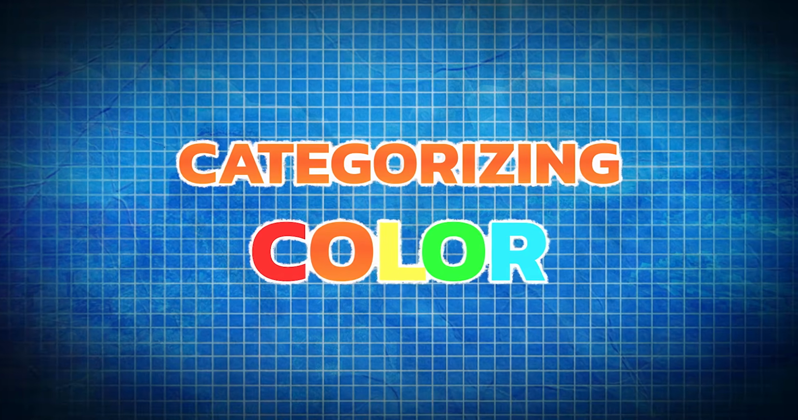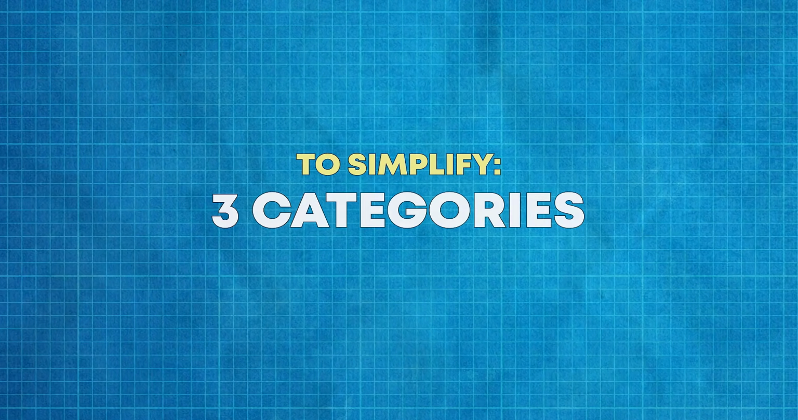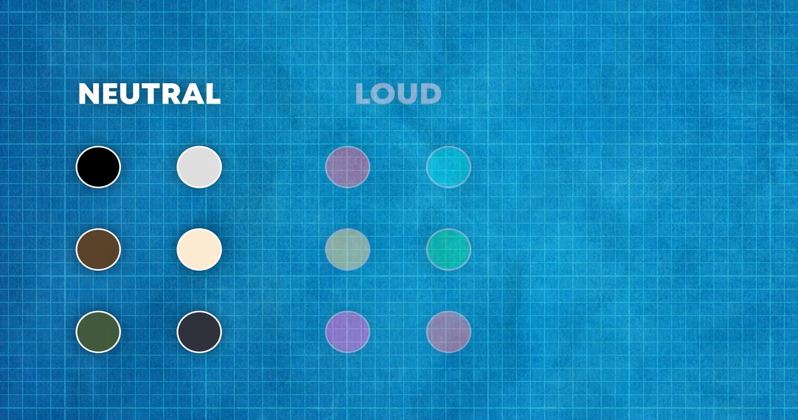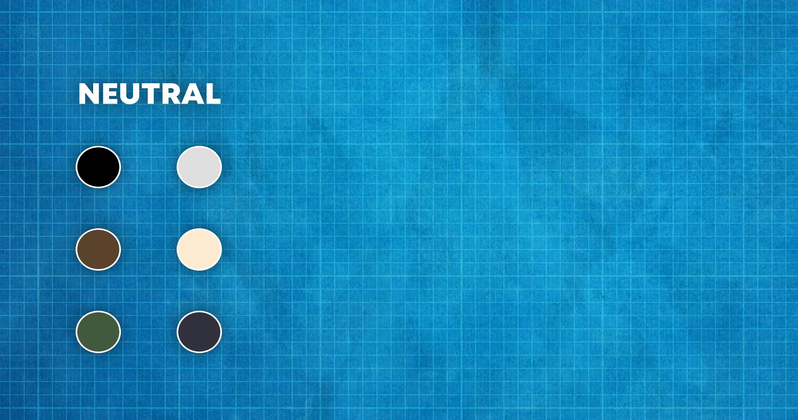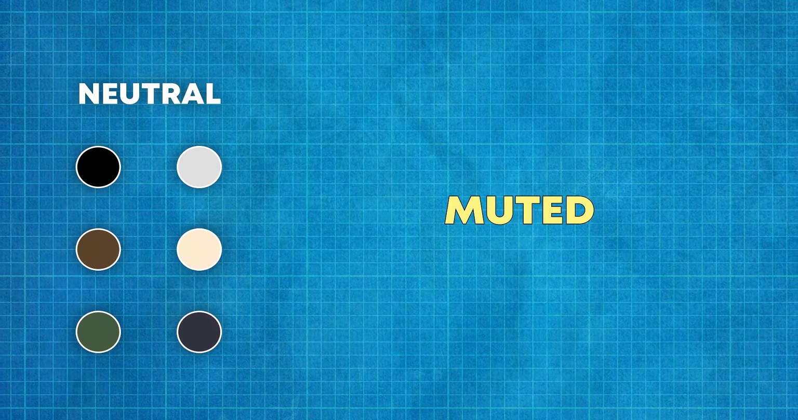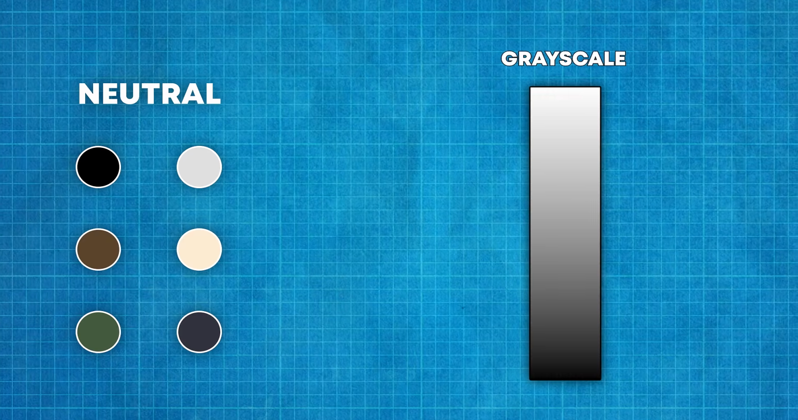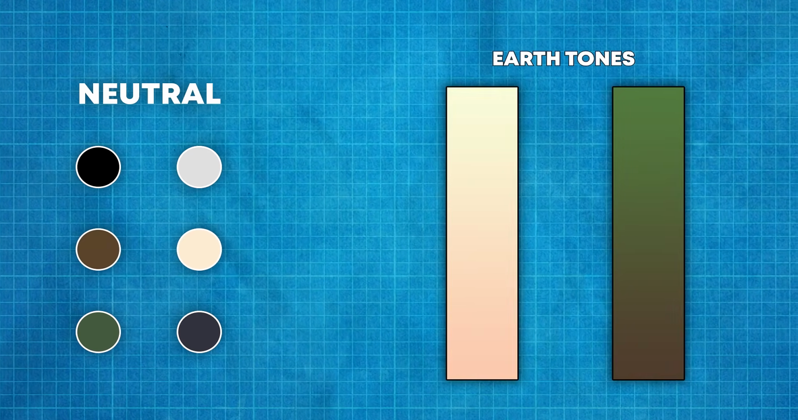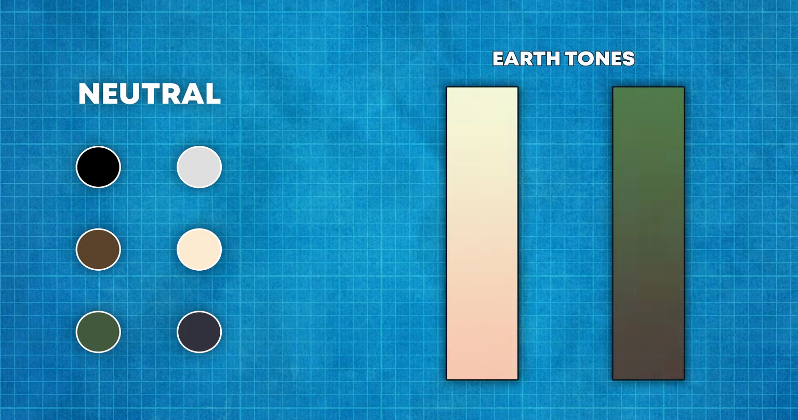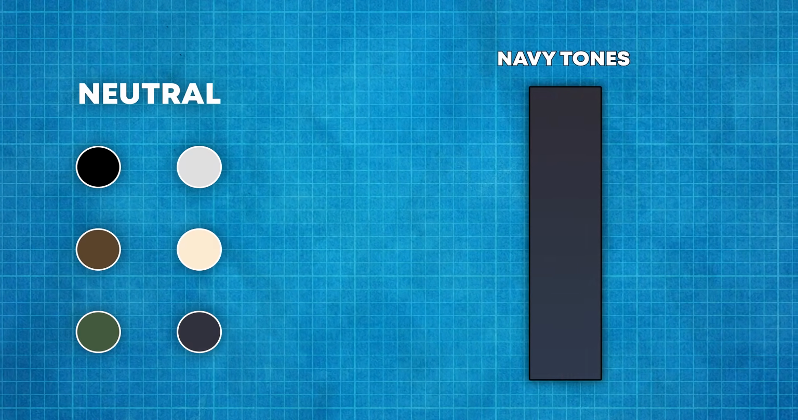Categorizing color. To simplify things, let's sort all these colors into three categories: neutral colors, loud colors, and pastel colors. Neutral colors are more muted and subtle. These colors include anything on the grayscale, which is everything in between black and white, earth tones, which are mostly browns, creams, or greens, and even navy, which is a very dark shade of blue that is close to black.